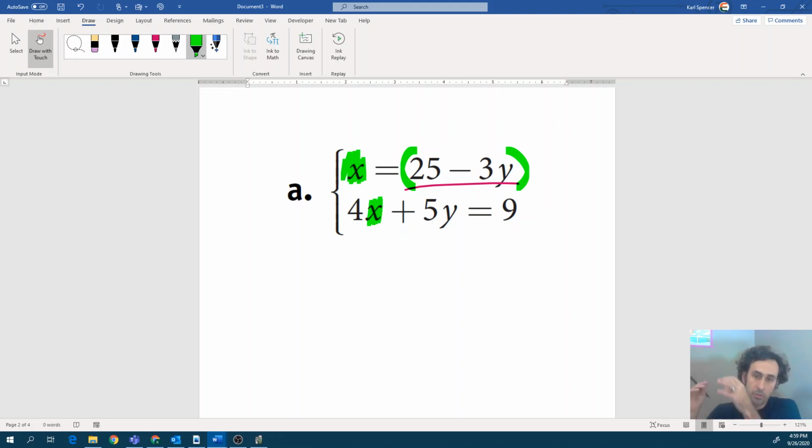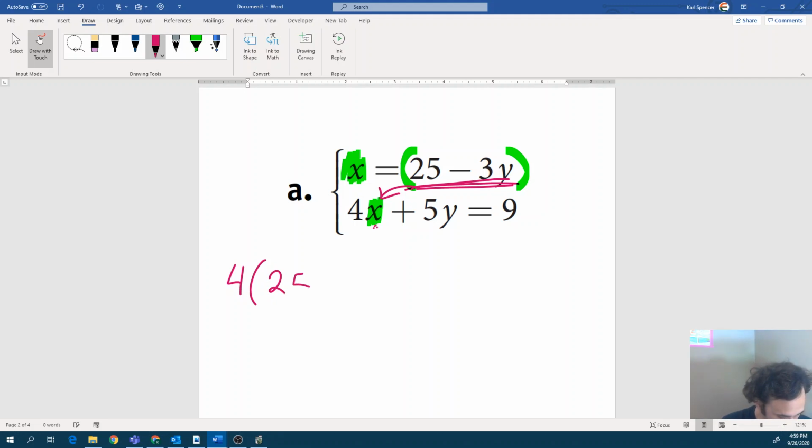So I'm taking what x equals from the first equation and putting it in for x in the second equation. I'm going to take all of this that's underlined and put it in for that x. So what does that look like? 4, it's that first 4. Now instead of writing x, I'm going to write what x equals, which is 25 minus 3y. And then I'm going to continue writing that second equation, 5y equals 9.